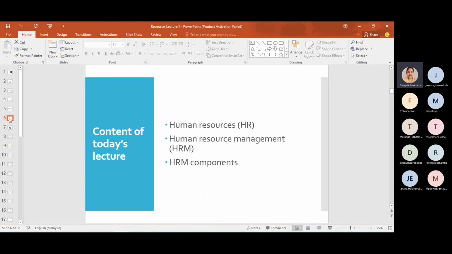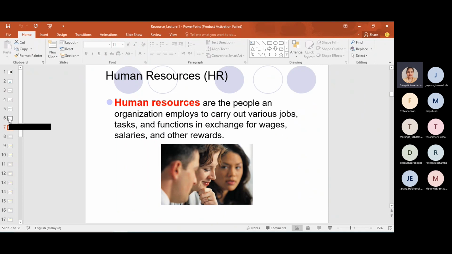Okay, so let's start off the lecture with human resource management. Firstly, we will discuss human resources, what they are. Then we will discuss what human resource management is. And lastly, we will discuss the HRM components, the human resource management components.